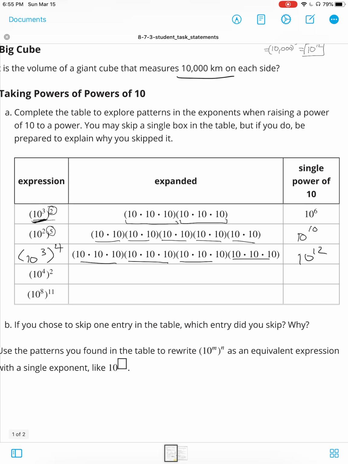10 to the 4th, quantity squared. So I know I'm going to need 2 groups because that's the outermost exponent. 10 to the 4th means 10 times 10 times 10 times 10. 10 times 10 times 10 times 10. I know that 4 plus 4 is 8. 10 to the 8th.